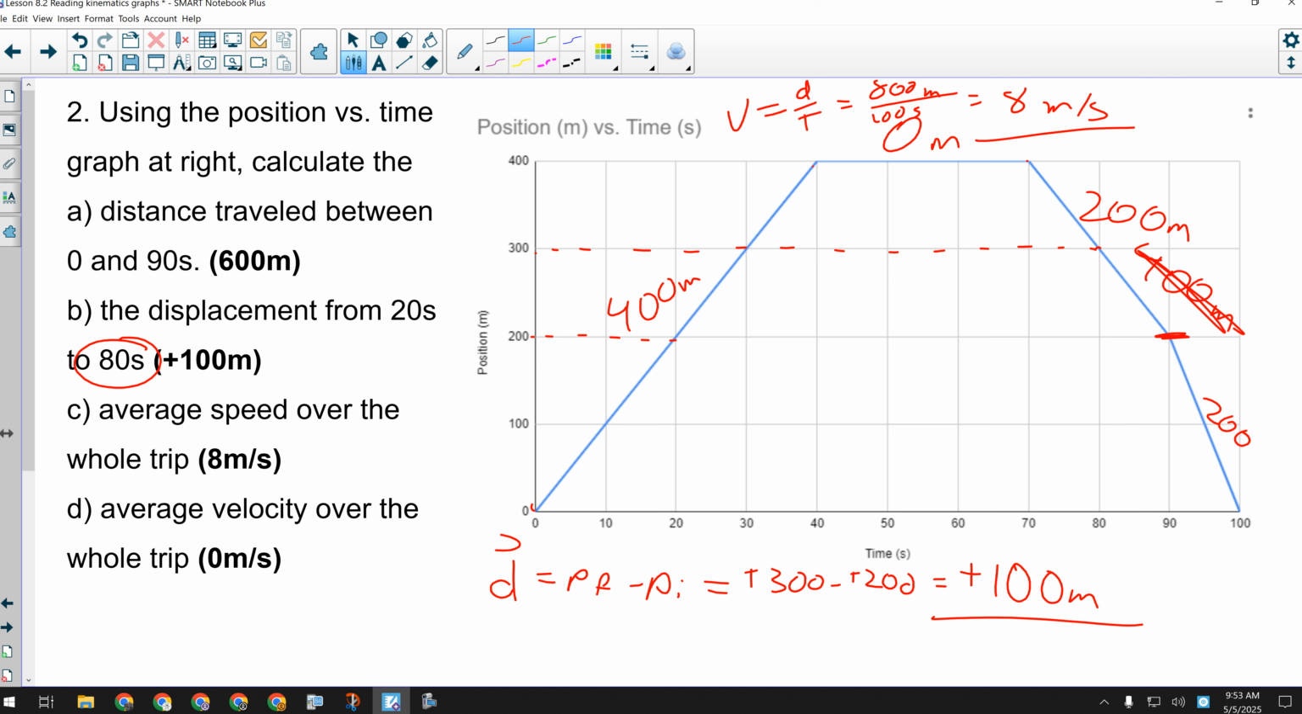All right, and then for D, average velocity over the whole trip. Average velocity is total displacement divided by total time. Now, just looking at this graph, does this object come back to where it started? So what's the total displacement? 0. And if the total displacement is 0, so is the average velocity, because it would be 0 divided by 100, and anything with 0 in it is going to be 0. Questions there? All right, we haven't had any that go into the negatives yet. That's next.